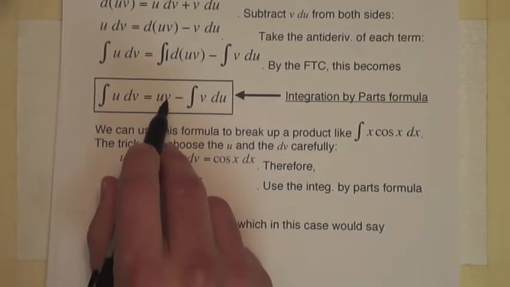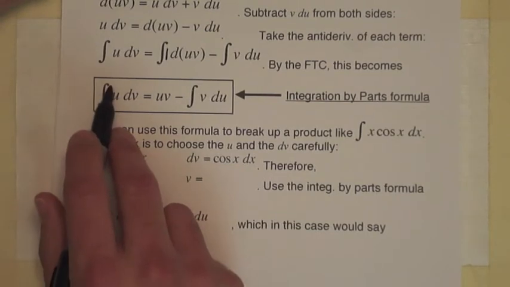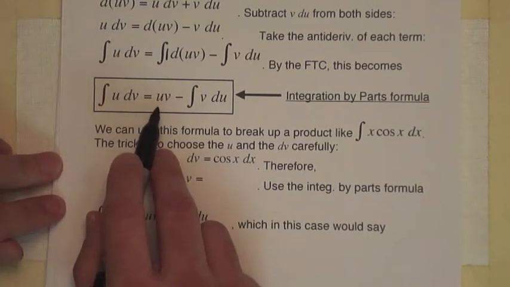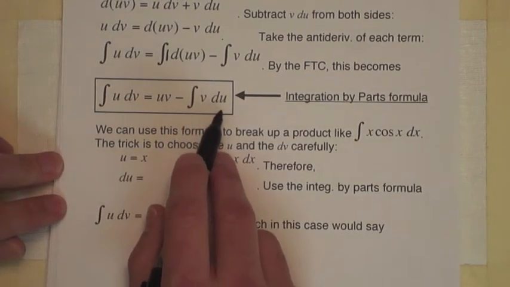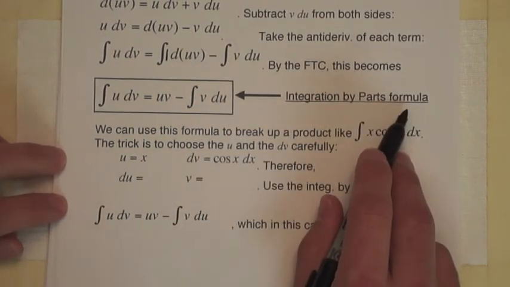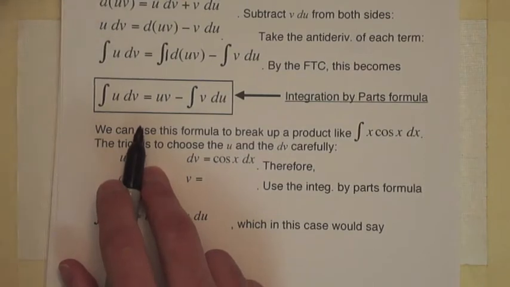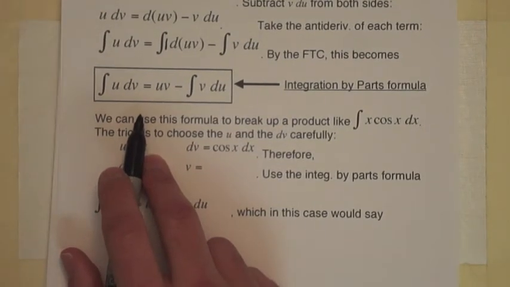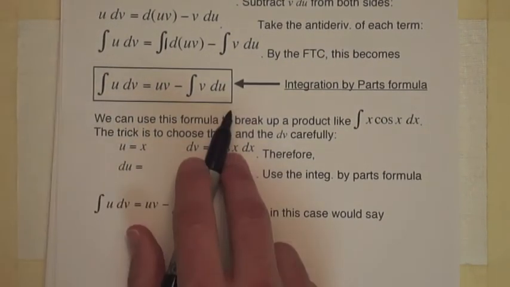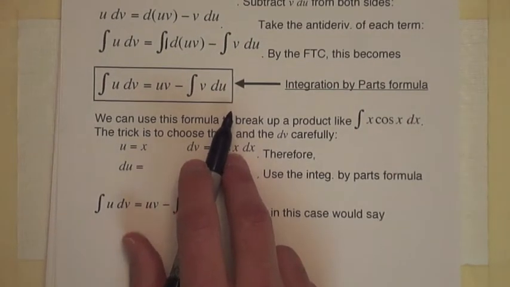In any case, we get this formula, integral u dv equals uv minus integral v du. This is the integration by parts formula, and you need to memorize this, absolutely. I should be able to wake you up in the middle of the night and you should be able to tell me what this is, because you're going to use it all the time.